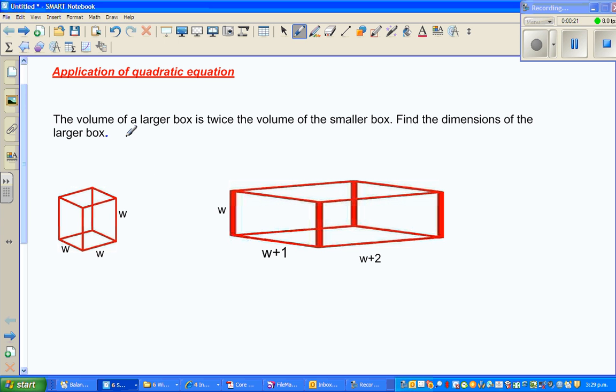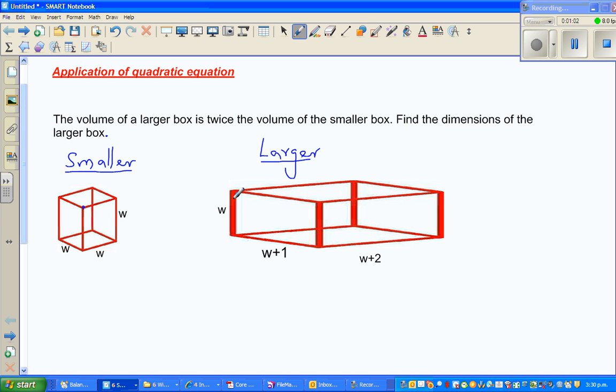The question is like this: the volume of a larger box is twice the volume of the smaller box. So this is your smaller box, this is not drawn to scale, and this is your larger box. They have given you the dimensions. I googled this and copied and pasted it. What they're saying is the length, width and height of this box are the same. Doesn't look to be equal, but believe me, or imagine they are equal.